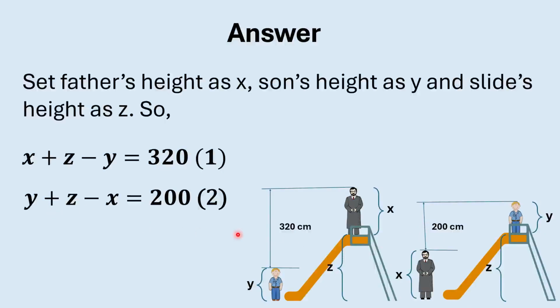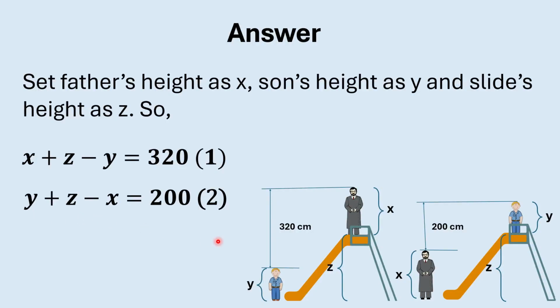And normally, for simultaneous equations with three unknowns inside, we need three equations to solve them one by one. However, this is a very special case. If you observe the left side of the first equation, we have got x and minus y here. And for the left side of the second equation, we have got y and minus x here.